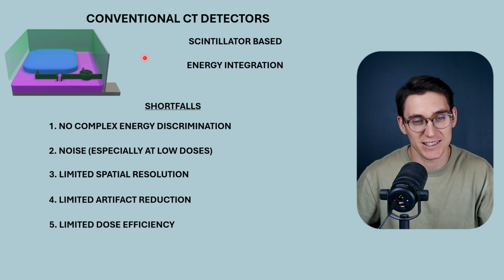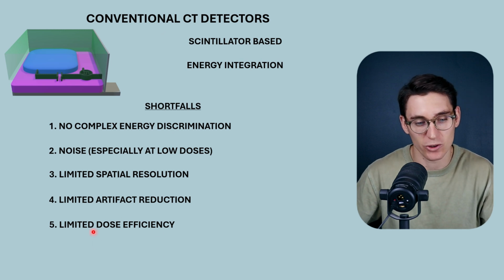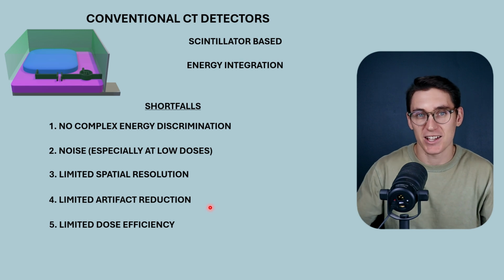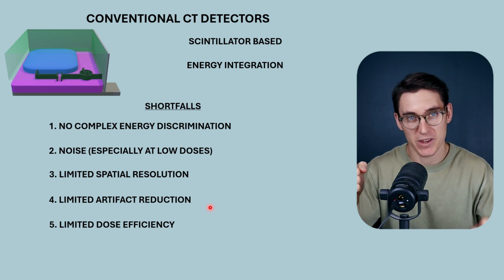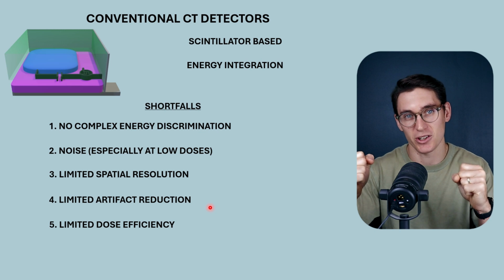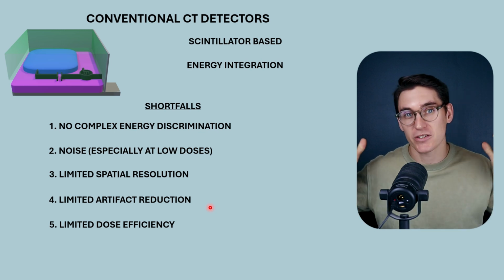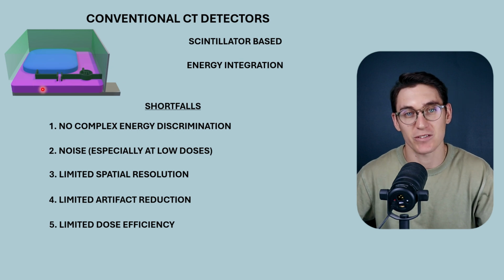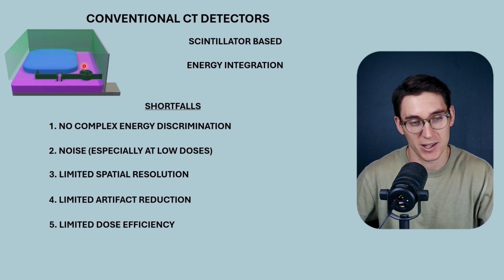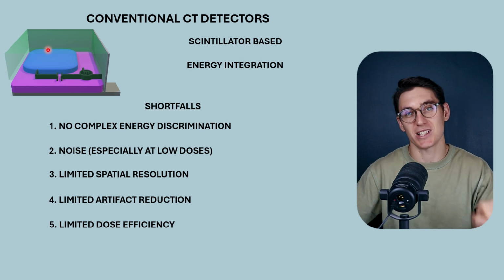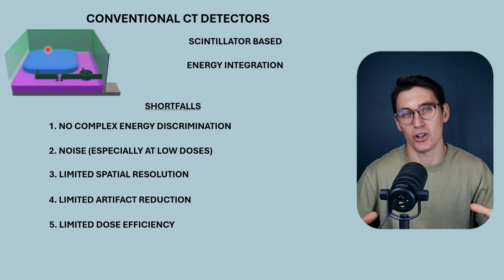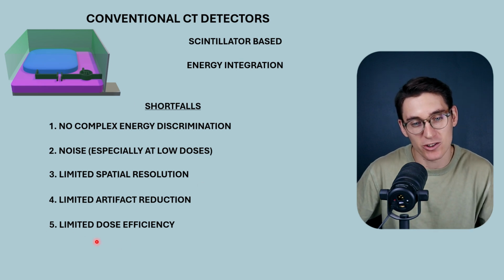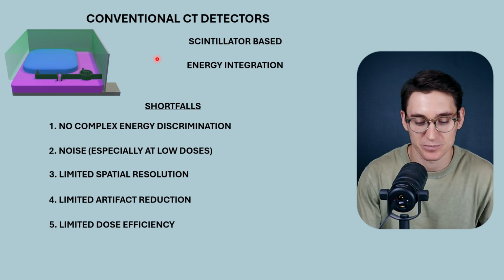And lastly, the conventional CT detectors have limited dose efficiency, predominantly because of these previous shortfalls. We've got a certain amount of noise that we just have to deal with. We can't improve our signal to noise ratio past a specific point. Much of the dose that passes through the patient is going to reach parts of the detector that don't even contribute to our final image. When X-rays are converted to light, we get a loss of energy in that conversion, so that's not a perfectly efficient process. Many factors here limit the dose efficiency of CT detectors.